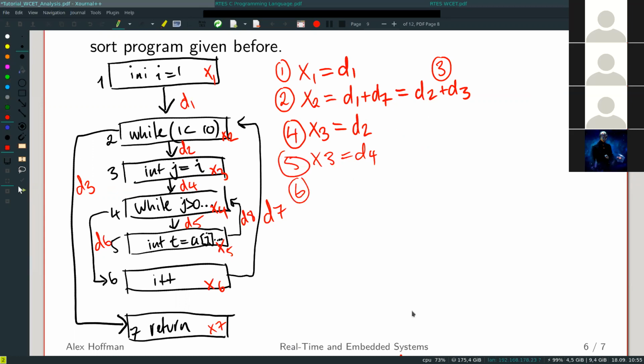A sixth structural constraint. What would this be now? X4 equals D4 plus D8 equals D5. Very good. Perfect. X4 equals D4 plus D8 equals D6 plus D5.